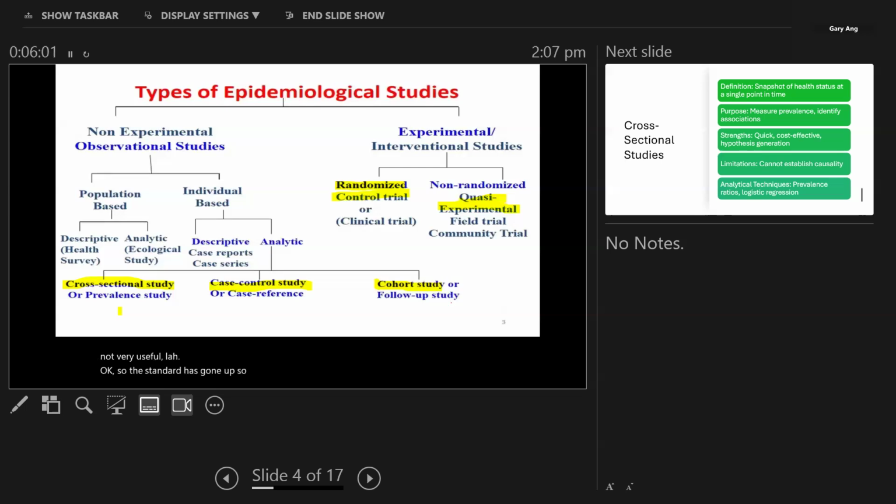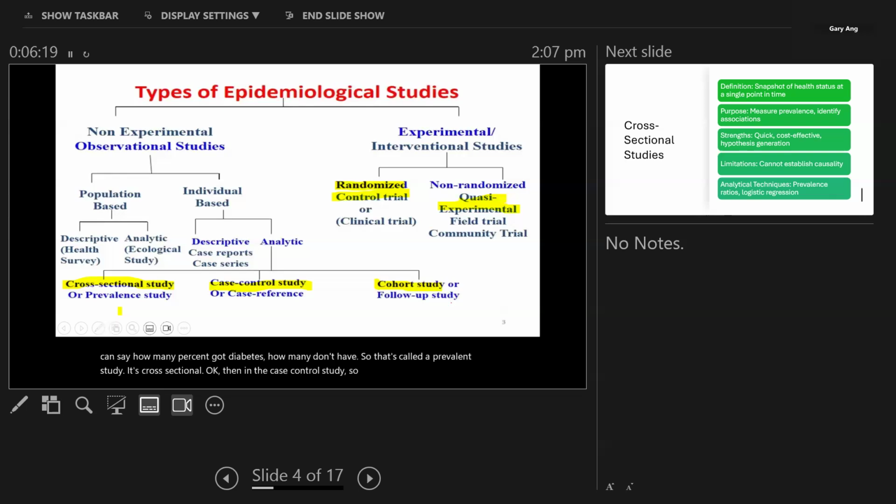So now we talk more about analytics. So we talk about cross-sectional study or prevalence study. For example, prevalence of diabetes. You get a group of population, you test them whether they have diabetes or not, and then you can say how many percent have diabetes, how many don't. So that's called a prevalence study. It's cross-sectional.